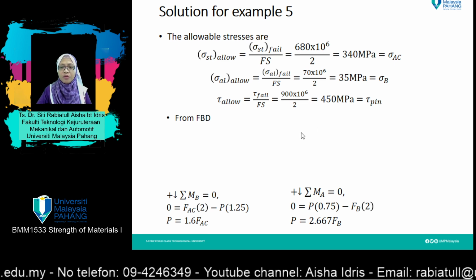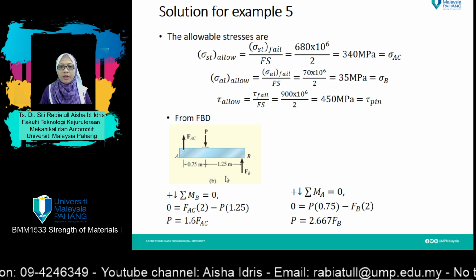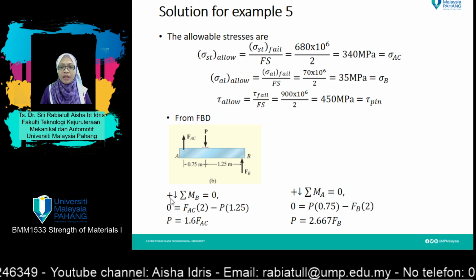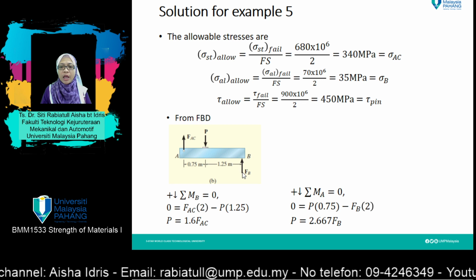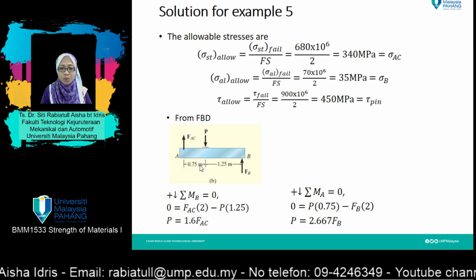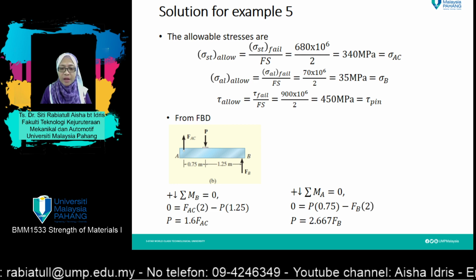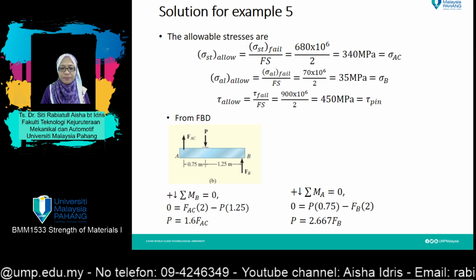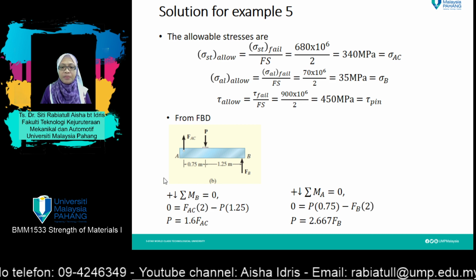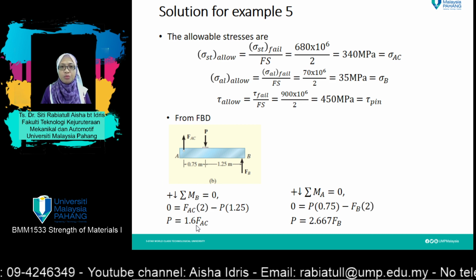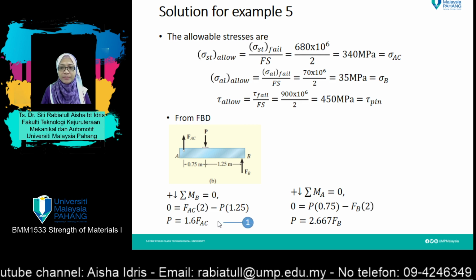After that, followed by the free body diagram. This is the free body diagram, and taking a moment at point B, because we want to find the value of P, FB, and also FAC. That's why we need to find the reaction forces acting on that body. So taking a moment at point B, from there you'll get the value of P equals 1.6 FAC. This one represents equation number 1.